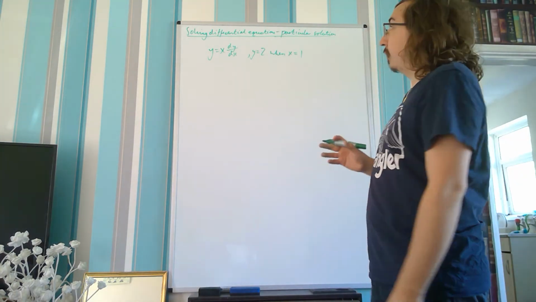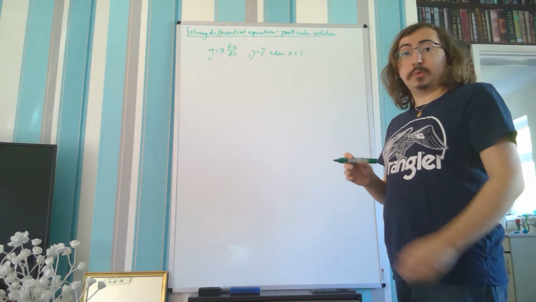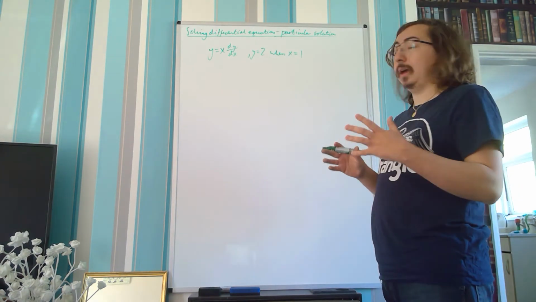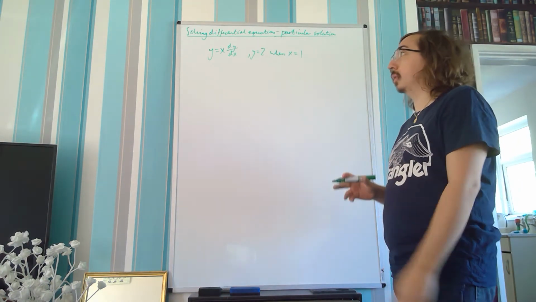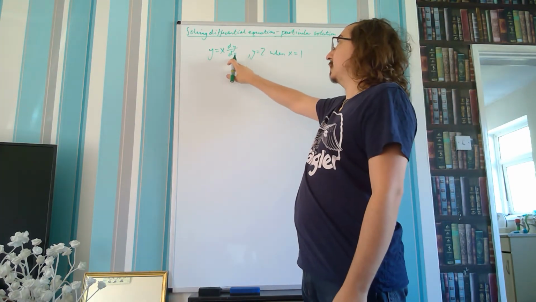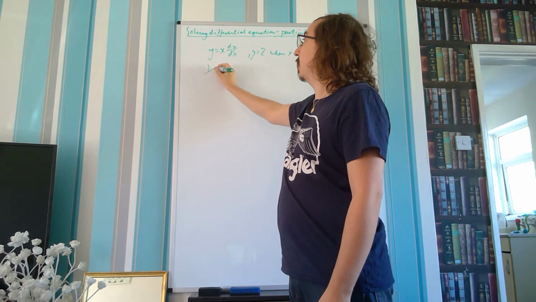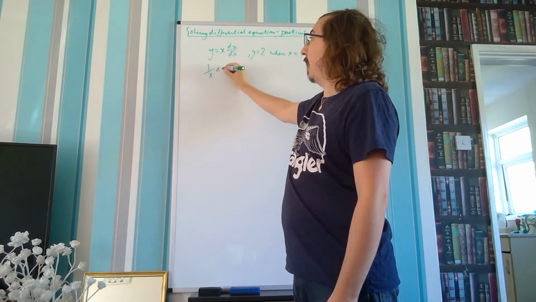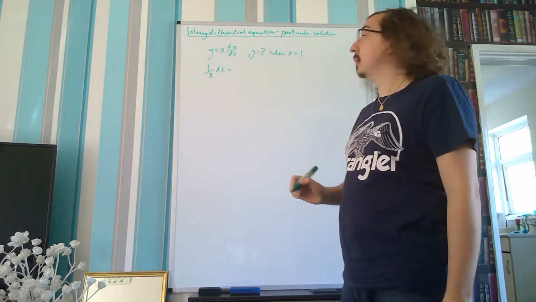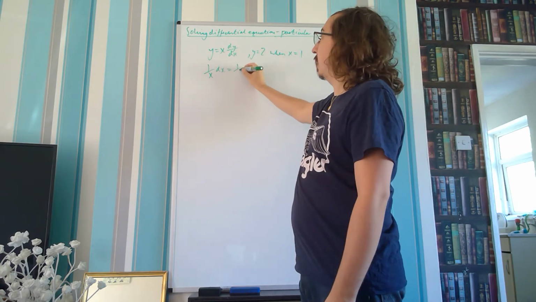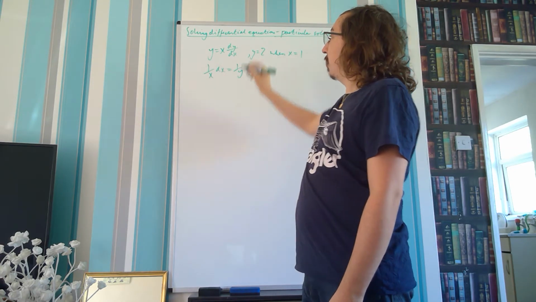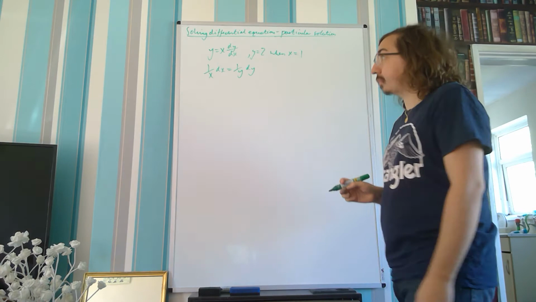So, as with all differential equations, the first thing we need to do is separate our variables to get x on one side, y on the other. And because our dx is in the denominator here, we need to move that and the x term. So we end up with 1 over x dx is equal to, moving the y, 1 over y dy.